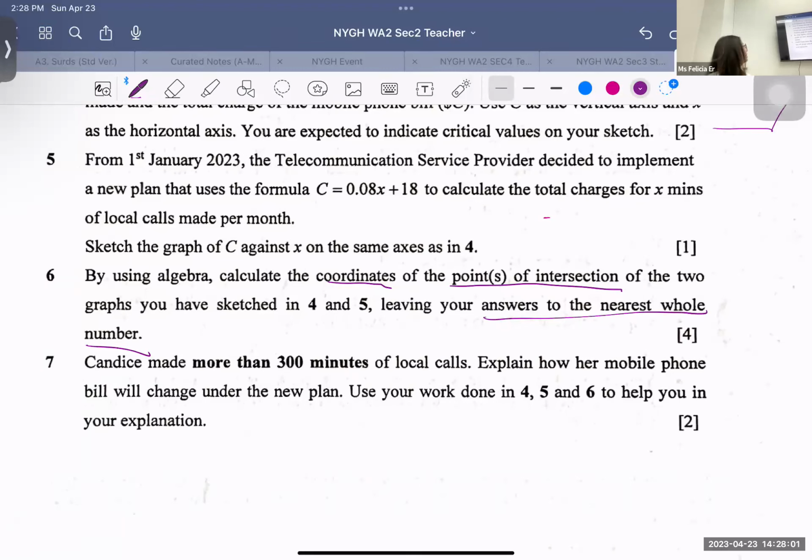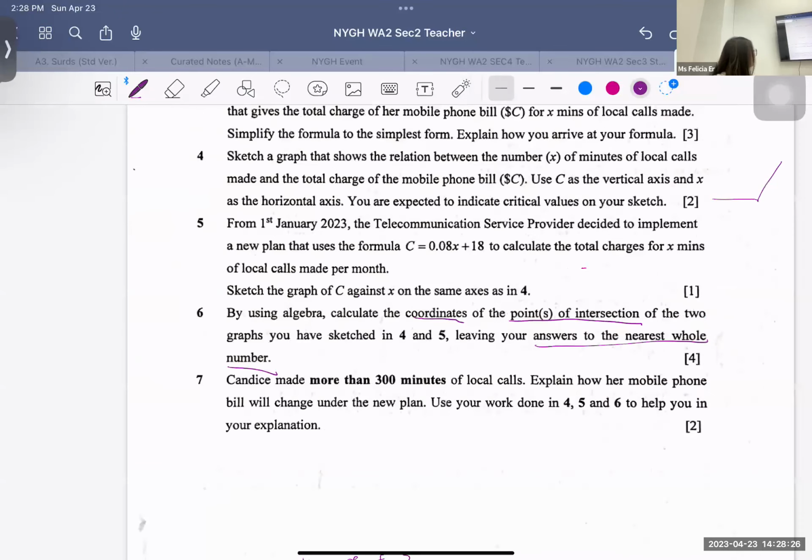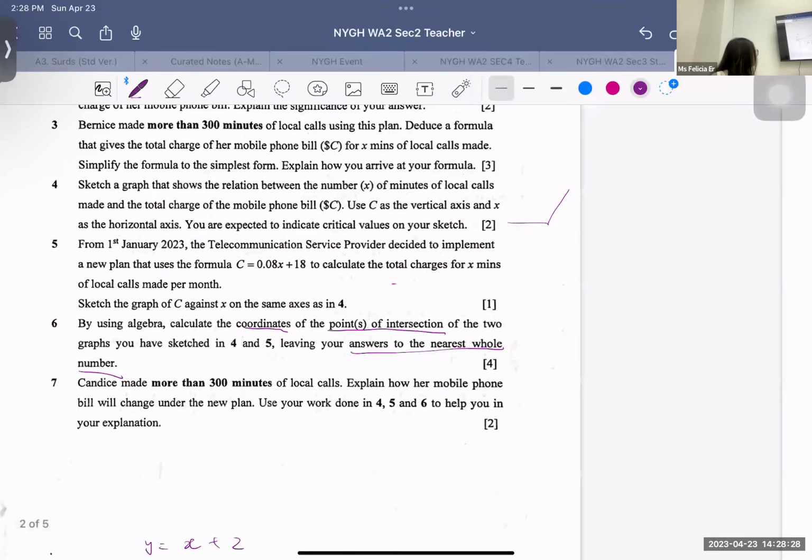Okay, let's move on to part 7. They tell you this other girl called Candice now makes more than 300 minutes local call. And they ask you to explain how her mobile phone bill will change under the new plan. And they ask you to use part 4, part 5, part 6 to help you in an explanation. So it means that you have to use part 4, part 5, part 6. They ask you how the plan will change. And they basically also ask you to use the graph.